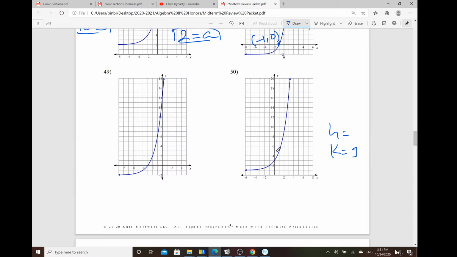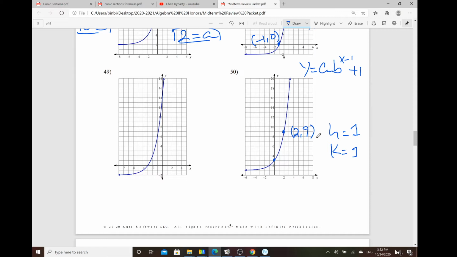So it looks like right up here, it's about 1 unit to the right. So h is 1. So again, y equals a times b to the power of x minus 1, and then plus 1. And then again, select 2 points, so the y-intercept. And this time, there's no x-intercept, so you probably want to choose a point that is a perfect number. So I would say 2 comma 9.